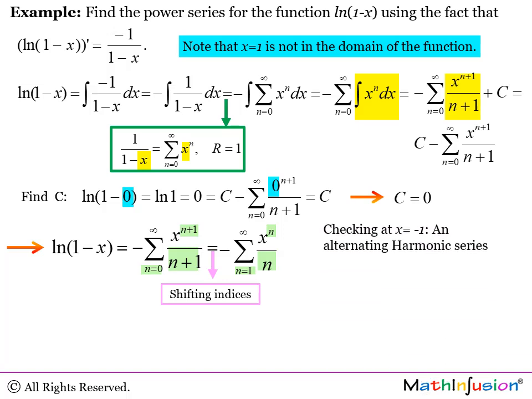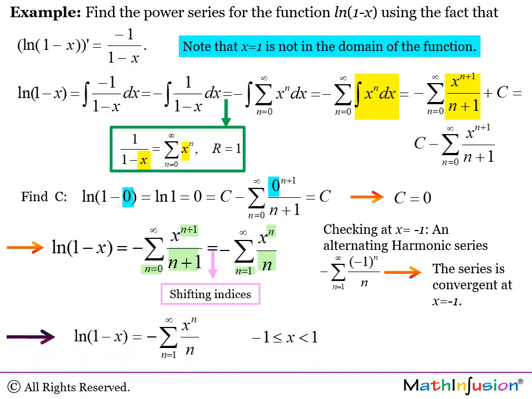Now we know that we have only to check one of the endpoints, and when we are checking at negative 1, we will get the alternating harmonic series, which is convergent. And we conclude that ln of 1 minus x equals negative the sum when n runs from 1 to infinity of x to the n over n, and the series converges for all x's that are greater than or equal to negative 1 and less than 1.